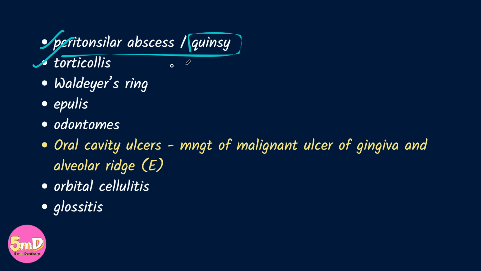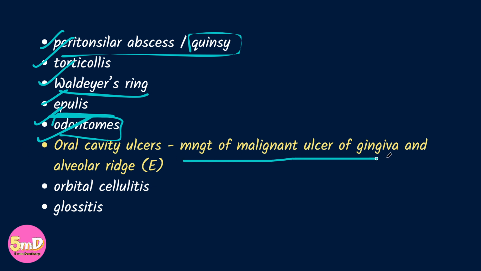Torticollis or wry neck, a problem in the sternocleidomastoid region. Waldeyer's ring, it deals with the tonsils and adenoids. Epulis, as I said, it's a swelling in the gums. Odontoma, also known as odontomes. Oral cavity ulcers we saw previously. So what are the different types of oral ulcers?